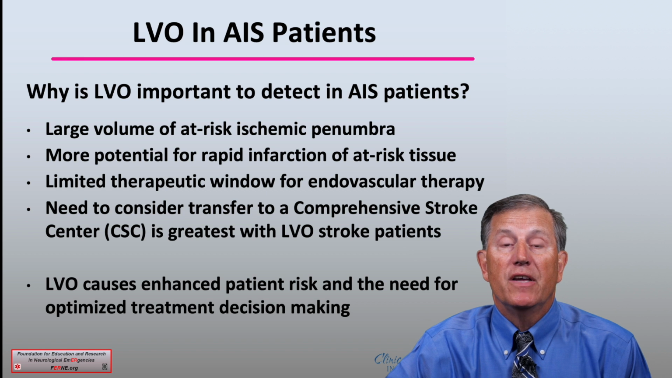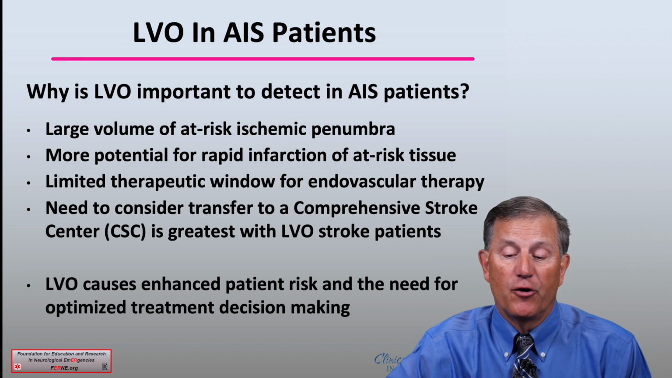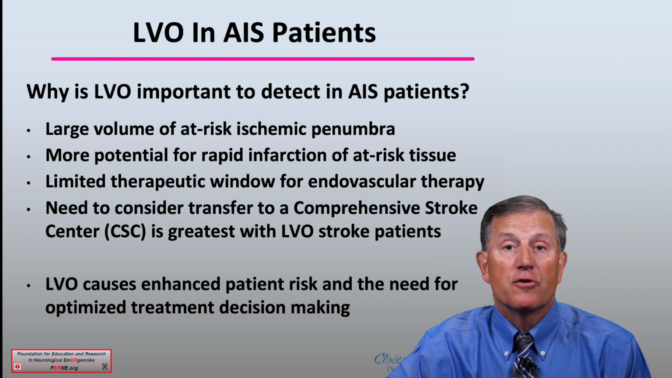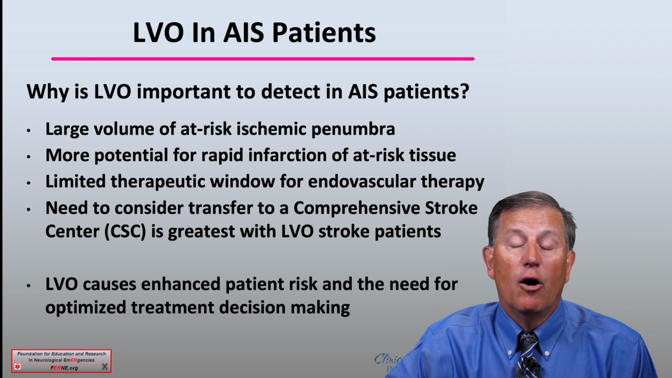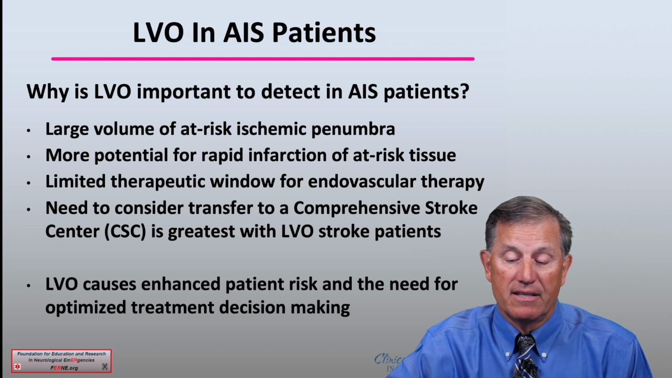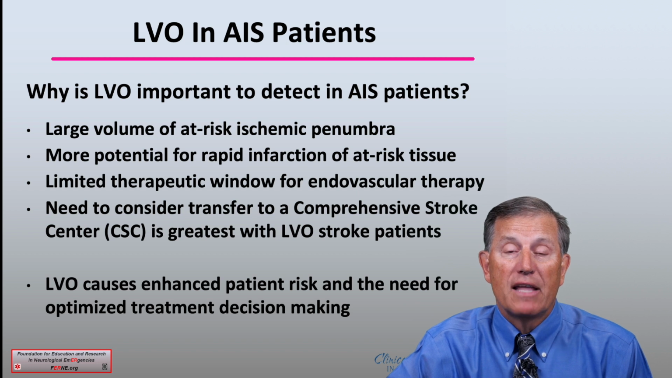And with patients with LVOs, we need to consider transfer to a comprehensive stroke center with these patients, because in centers that do not have the ability to go to the IR suite and provide endovascular therapies, it is necessary to rapidly get these patients transferred and to coordinate the planned EVT therapies, especially for patients with large vessel occlusions. So in summary, LVOs cause the enhanced patient risk and the need for optimized treatment decision making, which could include transfer of patients to a comprehensive stroke center.